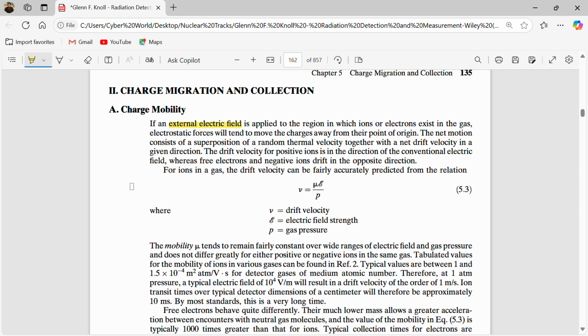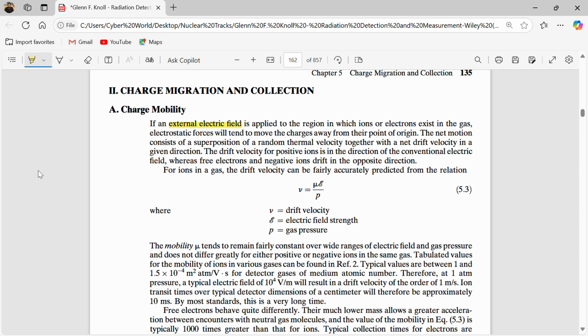Due to that external electric field, the ions or electrons inside the gas are deflected and move away from their original path. The net motion consists of a superposition of a random thermal velocity together with a net drift velocity, so due to the external field the velocity of the ions or electrons increases.